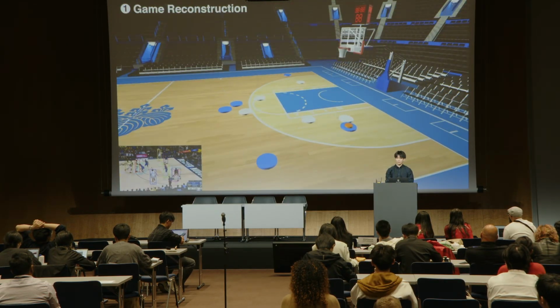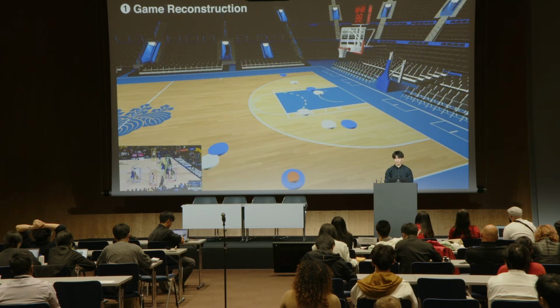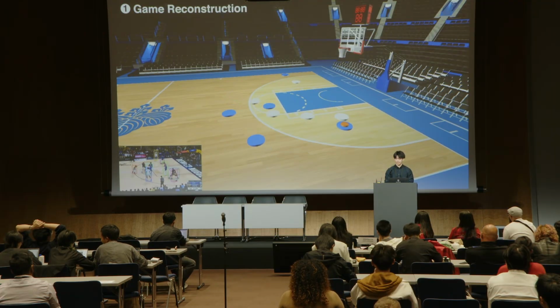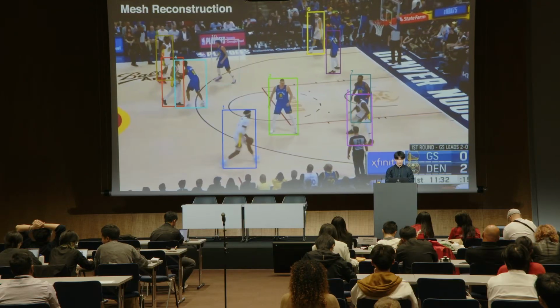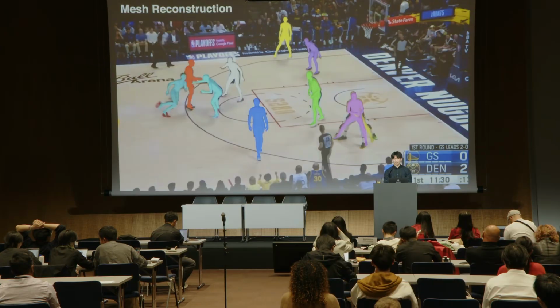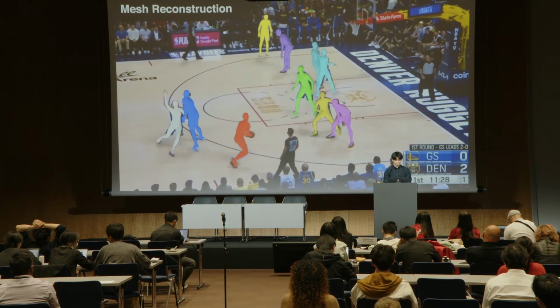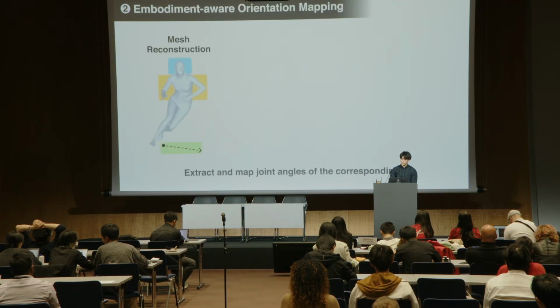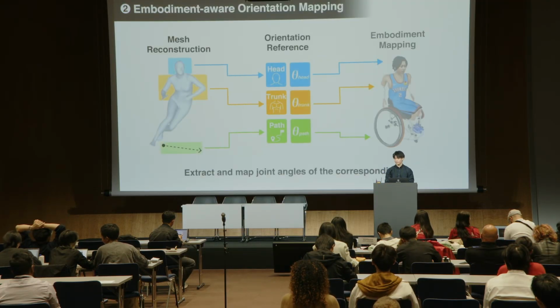By applying homography transformation to the obtained data, we map the camera footage onto the court coordinate system and reconstruct the game. Next, based on the tracked player IDs, we extract the 3D mesh data for each player. From the mesh data, we extract the orientation of the head, trunk, and the movement direction, and apply them to the corresponding head, trunk, and wheelchair base in the player model.